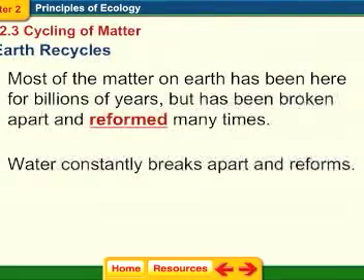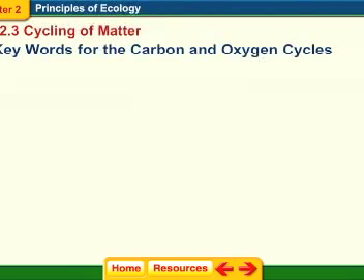Okay, so it's important to note that, like I said before, things are being recycled. The matter on Earth has been here for billions of years, 4.5 billion years more or less. We're not exact about it, but it's been broken apart and reformed. Water's constantly breaking apart and reforming, and also solidifying, liquefying, and vaporizing, back and forth, many times. Okay, so that's the water cycle. Next we're going to go through the carbon and oxygen cycles.